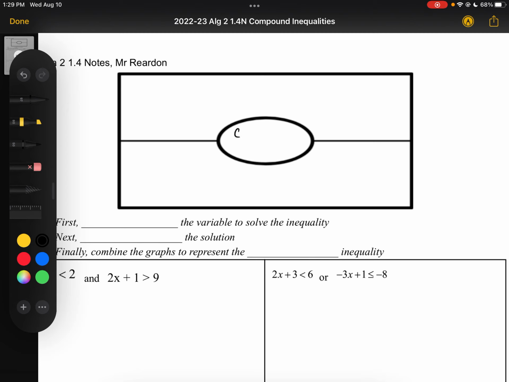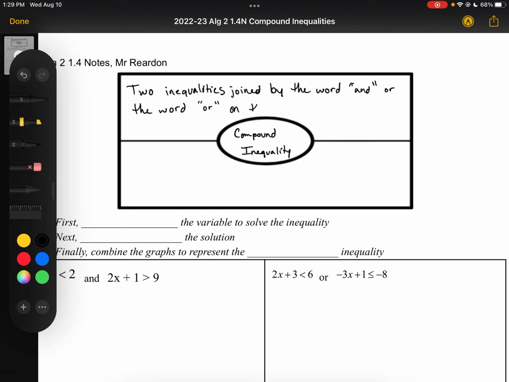So our word for today is compound inequality. And our definition is two inequalities joined by the word and or the word or on the same number line.